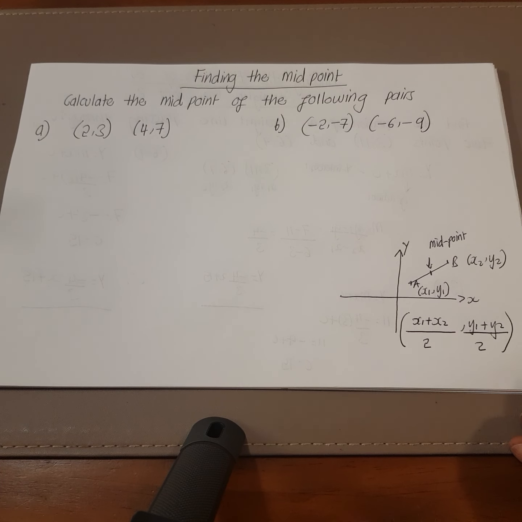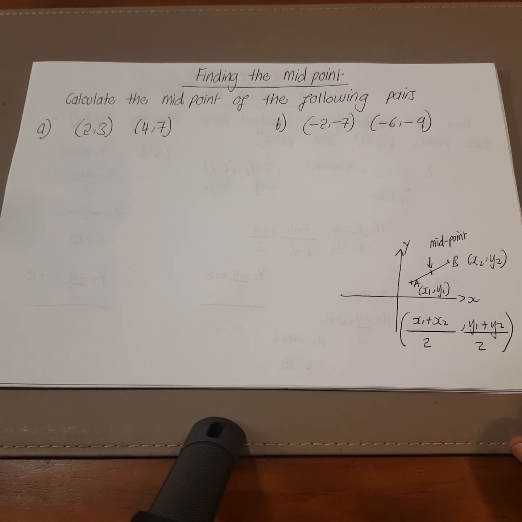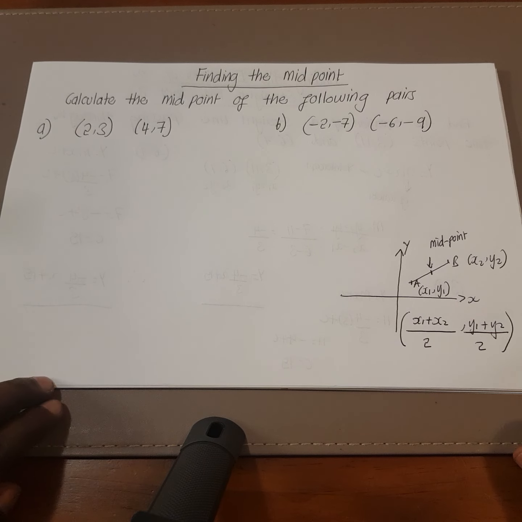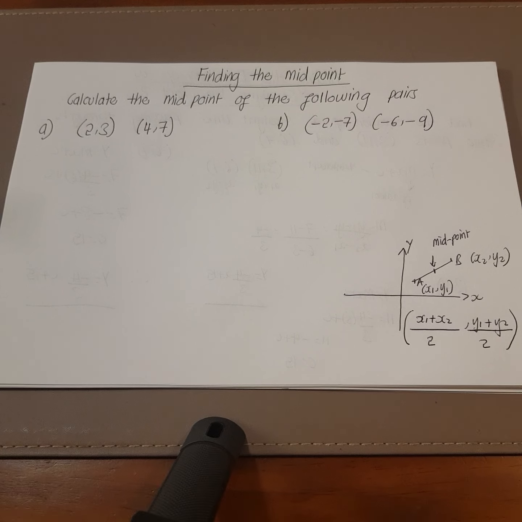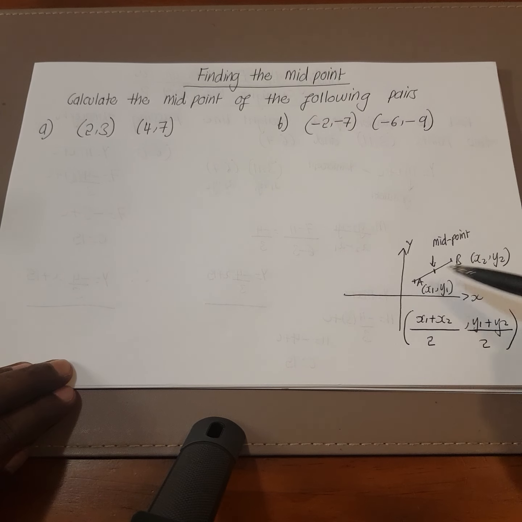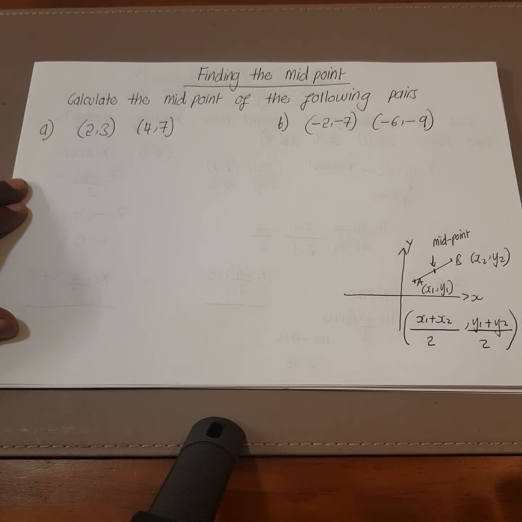So let's look at question A. We've got 2 points, 2, 3 and 4, 7. All right, so ideally you could draw and locate where 2, 3 is and 4, 7, and then the midpoint is the distance halfway through that. All right, now I've already demonstrated this diagram here for you, so we'll just jump straight into the question.